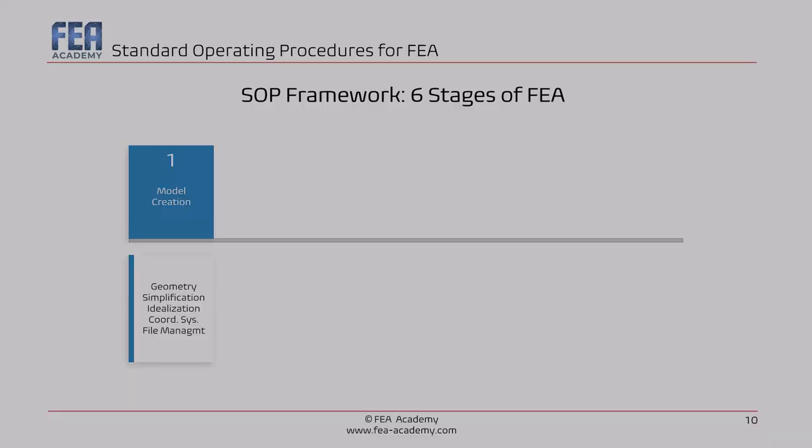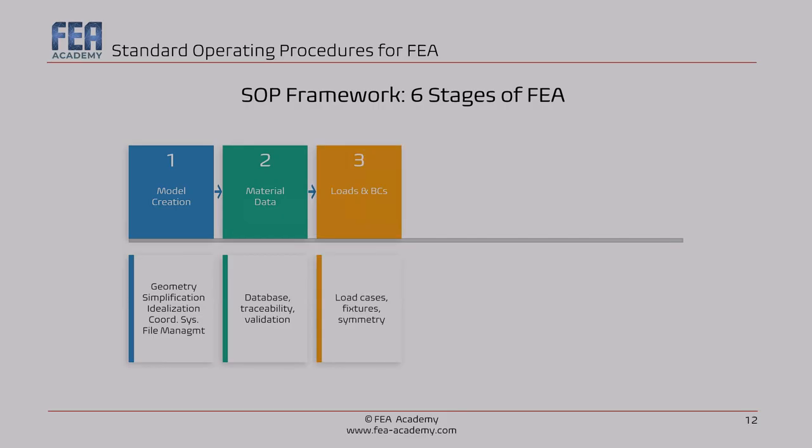So the 6 stages are, first, stage 1 is model creation: geometry, idealization, coordinate system, file management, stuff like that. I will come back in detail on each stage. Stage 2 is material data: the library management, the traceability, the validation of the material data. Stage 3, loads and boundary conditions. By that, I mean the load cases applied on the model, but also the constraints. Stage 4, meshing: the element selection, the quality metrics, the convergence, the mesh size.